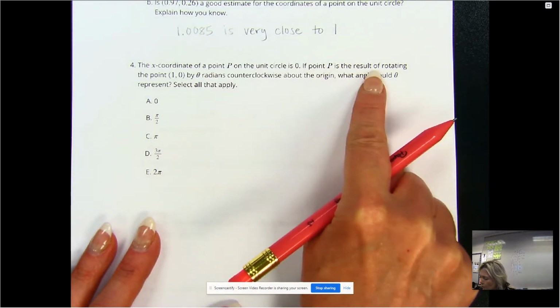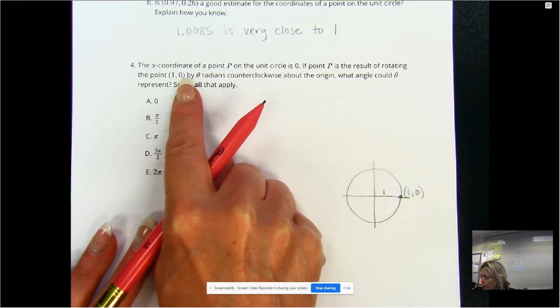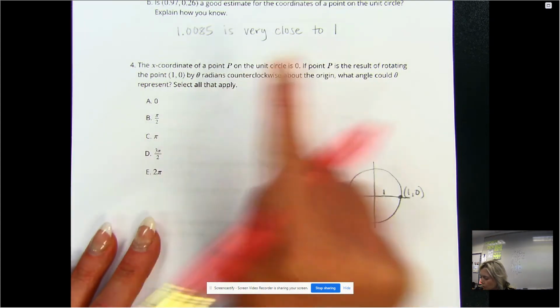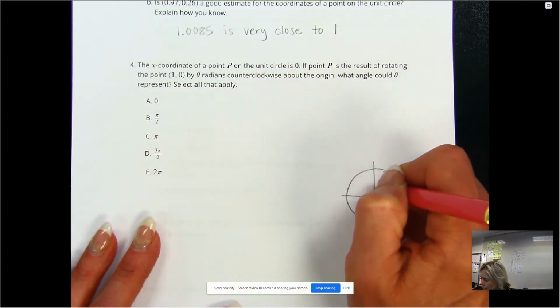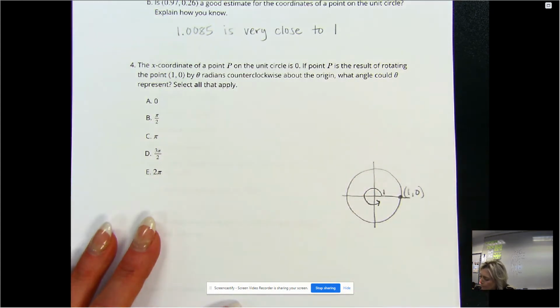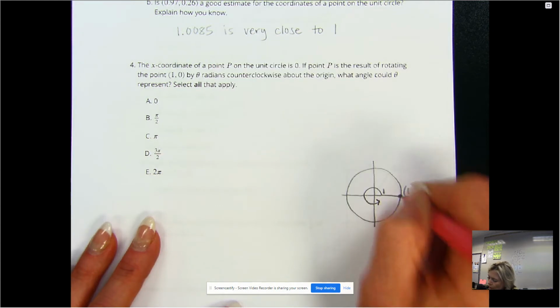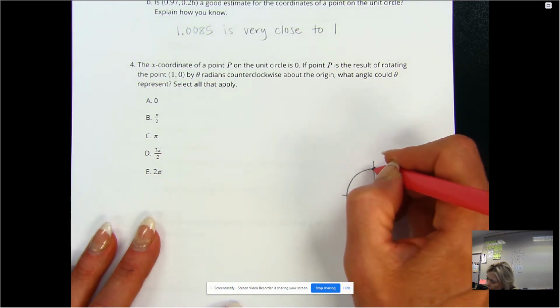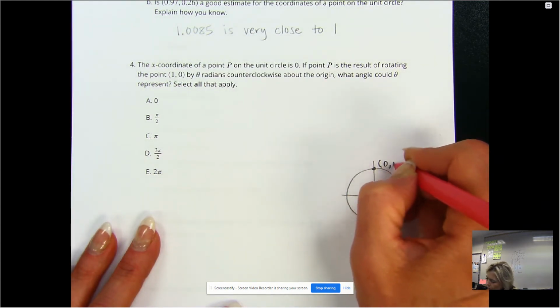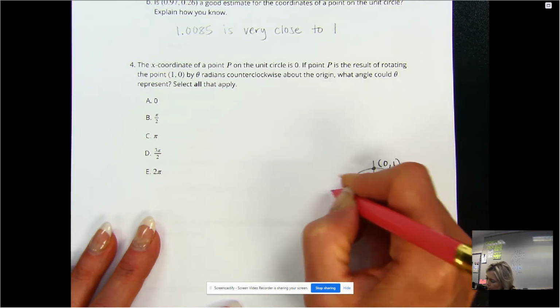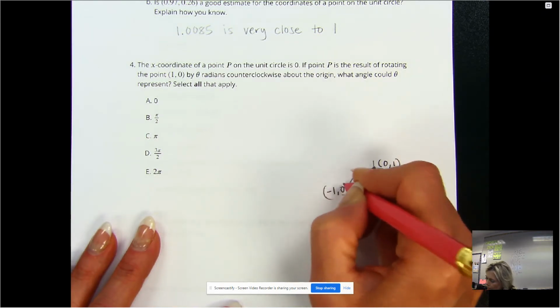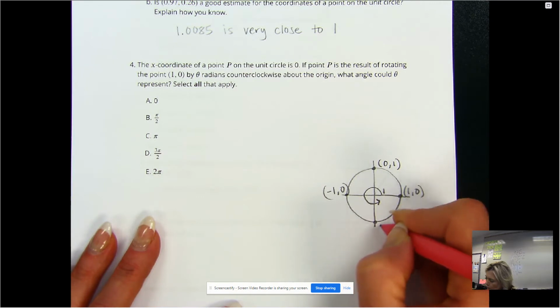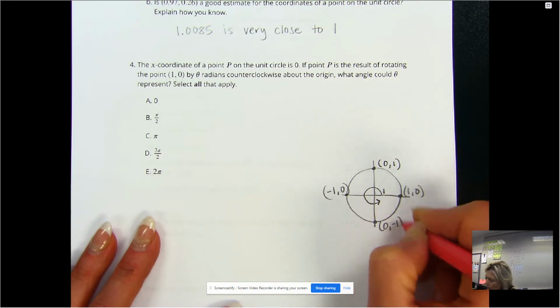If point P is the result of rotating the point 1, 0 by theta radians counterclockwise, so in this direction, about the origin, what angle could theta represent? Select all that apply. So it's starting here. This point up here is at 0, 1. This one is at negative 1, 0. And this one is at 0, negative 1.